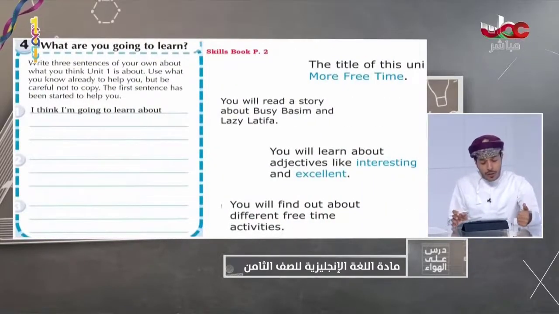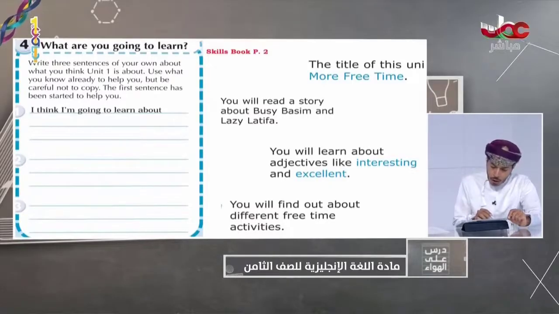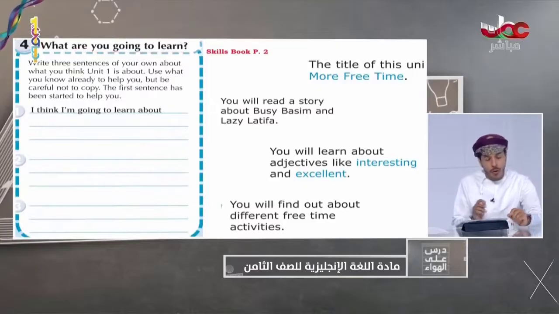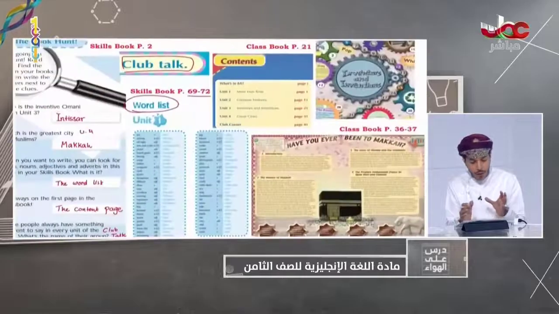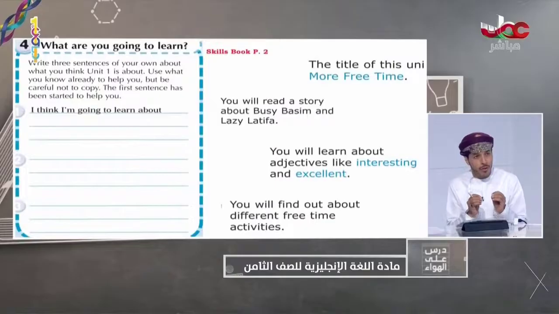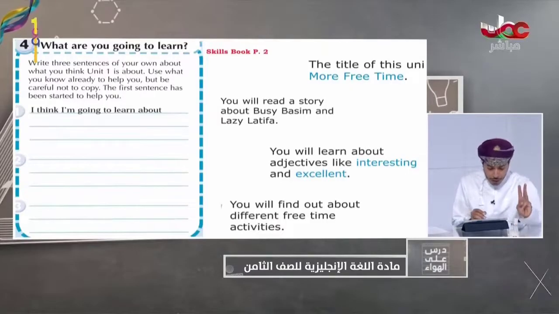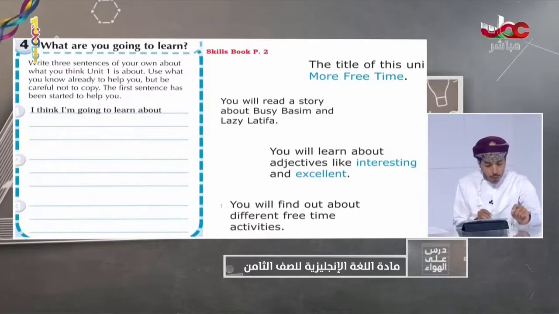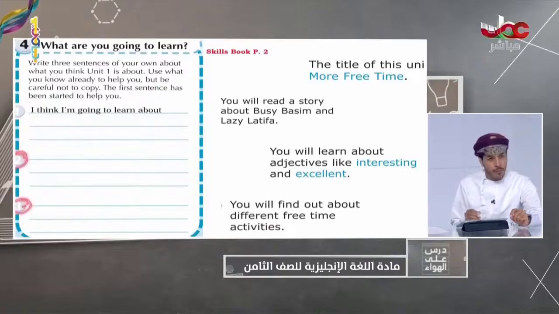So in your skills book on page 2, please look at activity number 4. What are you going to learn? So from collecting these things that we have just discussed, what are we going to learn in Unit 1, which is about more free time? Look at the rubric. Write 3 sentences of your own about what you think Unit 1 is about. Okay, so we are going to write sentence number 1, sentence number 2, and sentence number 3.